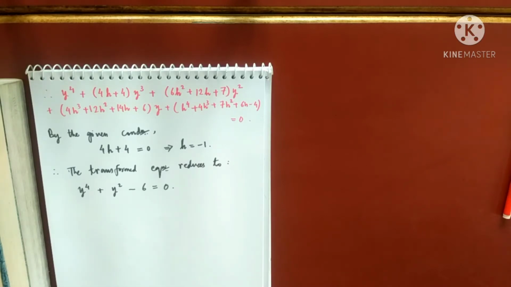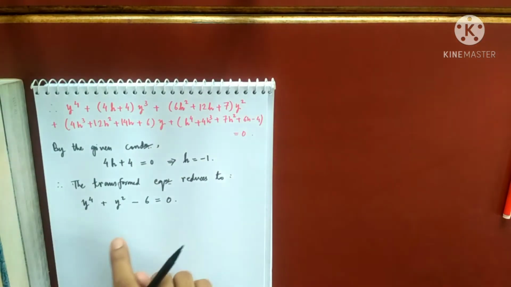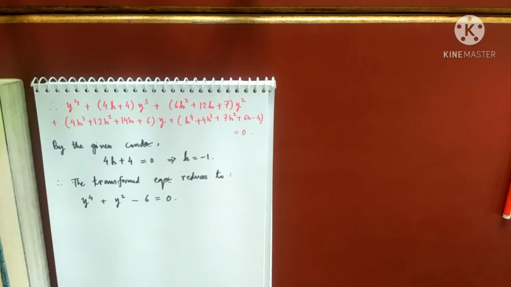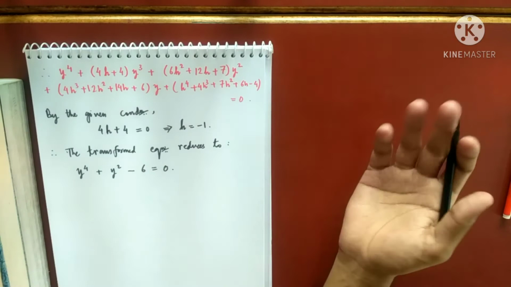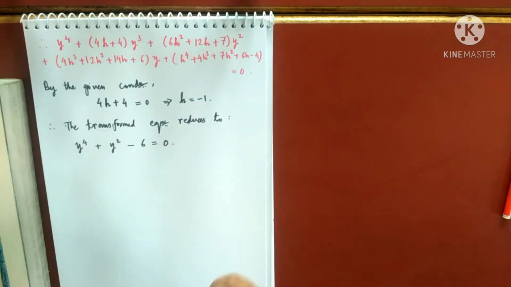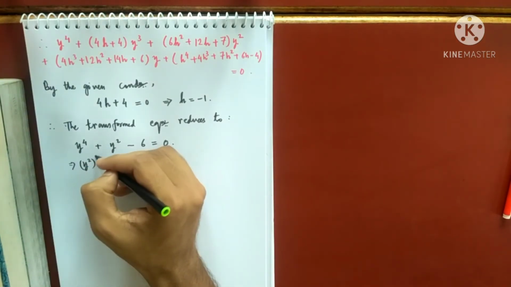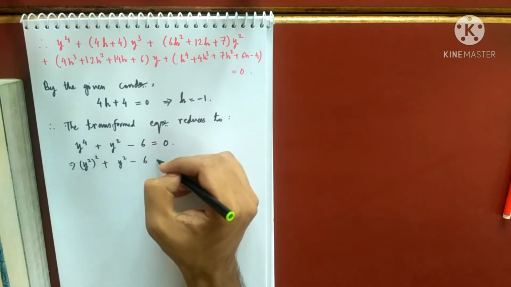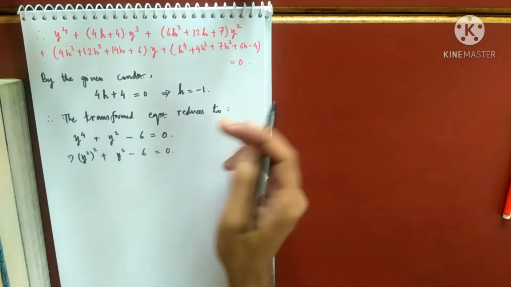Now the question was, so first the question was you transform into an equation which does not contain the second term. The second term is absent here. So we are done. But the second question was also solve the equation. Now you see, solving the transformed equation is very easy. You can use the quadratic equation here, like this can be thought of y square whole square plus y square minus 6 equals to 0. If you assume y square equals to z, this becomes z square plus z minus 6.